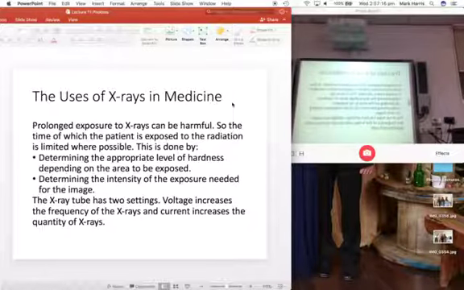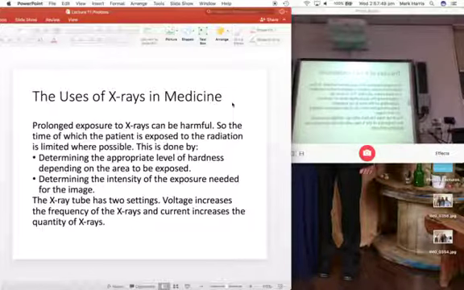Prolonged exposure to X-rays can be harmful, believe it or not. If you didn't get that from me saying that you will die. So the time at which the patient is exposed to radiation is limited where possible. They weigh up the risks. They might have to give you a 10-second exposure to X-rays, but they might be able to stop you from dying of bonitis, I guess. So they weigh it up.